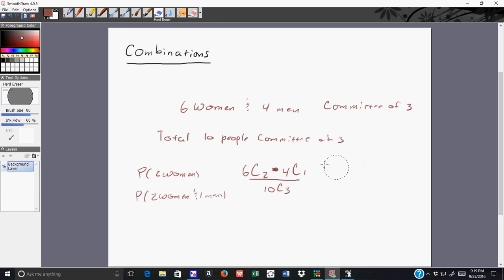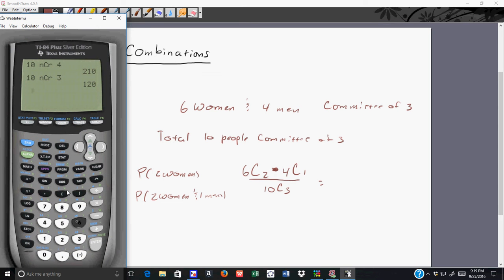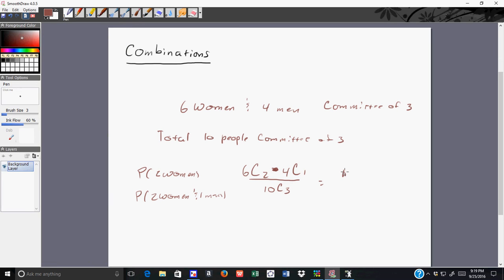And the reason why this works is because of the counting principle. So 6 choose 2 is, let's see, 15. 4 choose 1 is going to be 4 because if you have 4 people and you can choose only one of them, it's always going to be just that number. So it's 15 times 4 over, and we already said that that's 120. So I get 60 out of 120, which is 1/2.